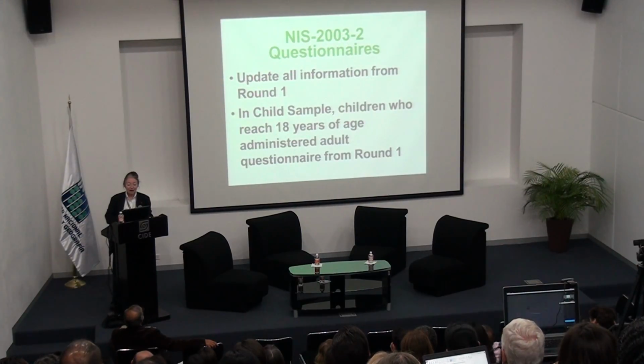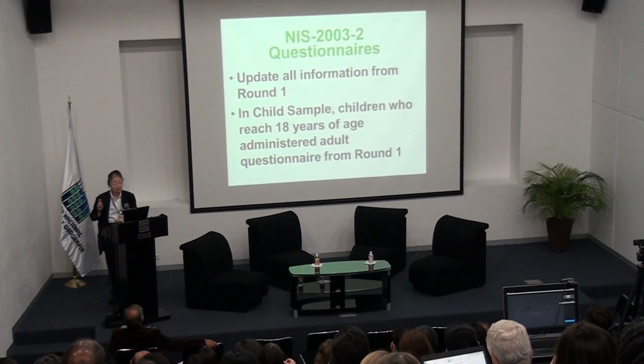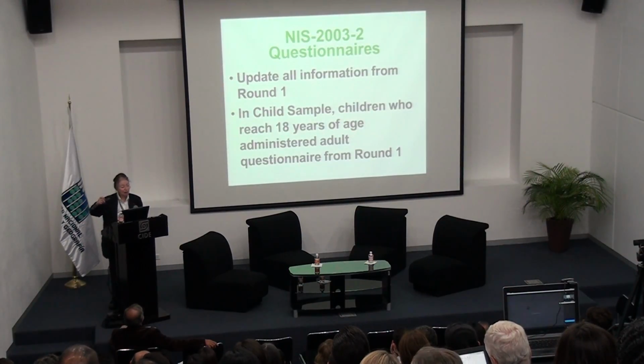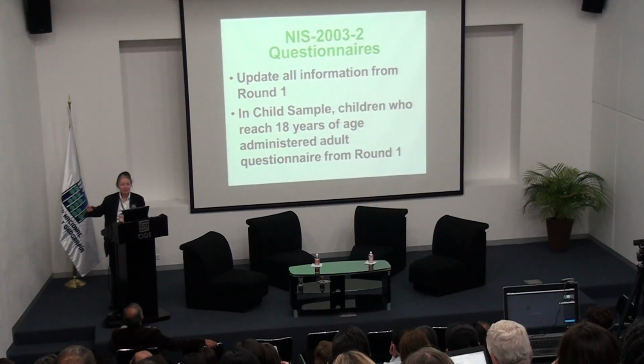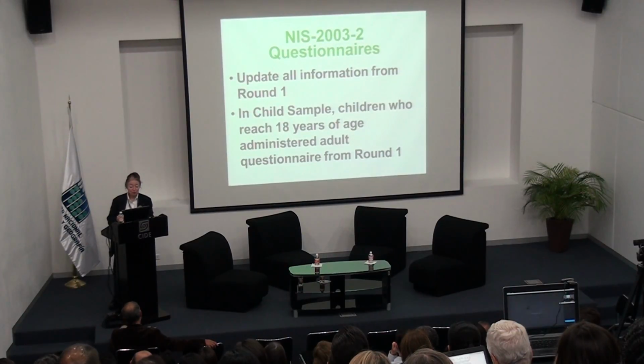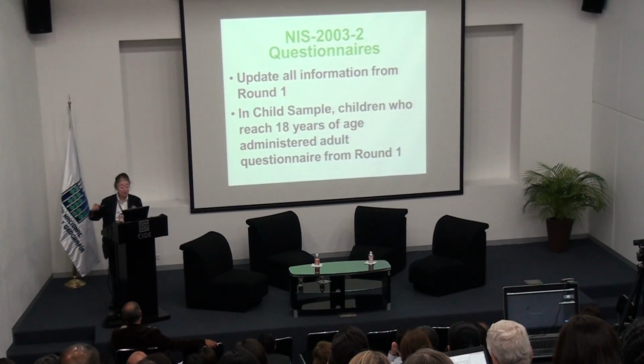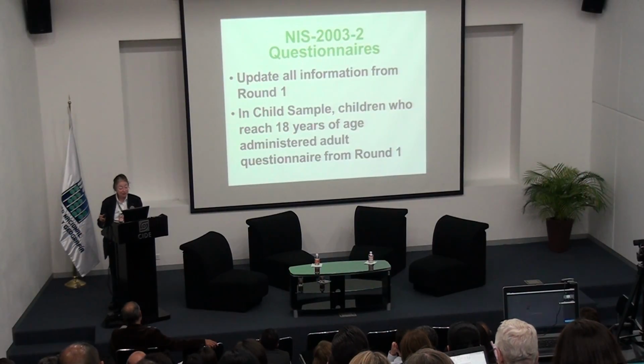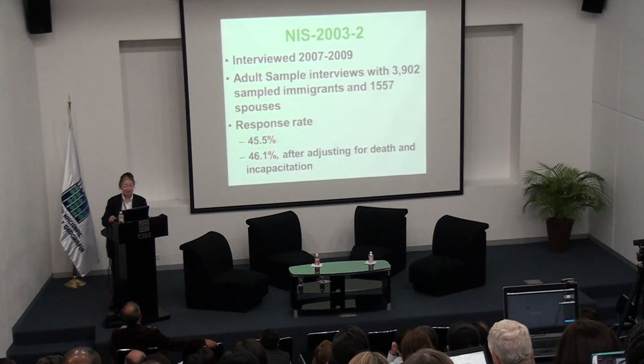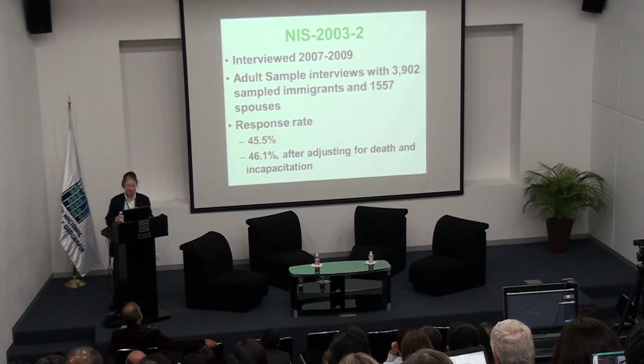The questionnaires in the second round update all information from round one. Child history, for example, language use, religion. And in the child sample, children who reach 18 years of age are now administered the adult questionnaire from the first round. Bring them into the adult sample.